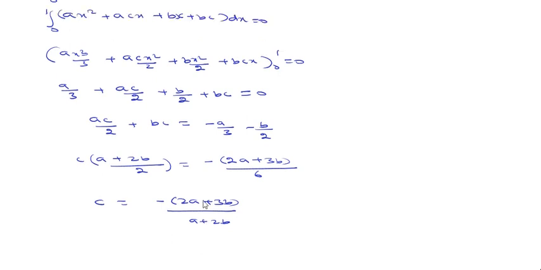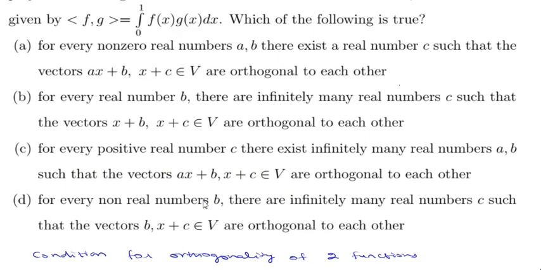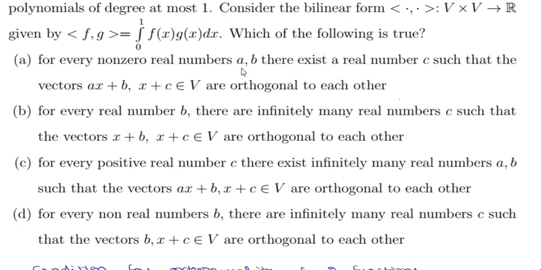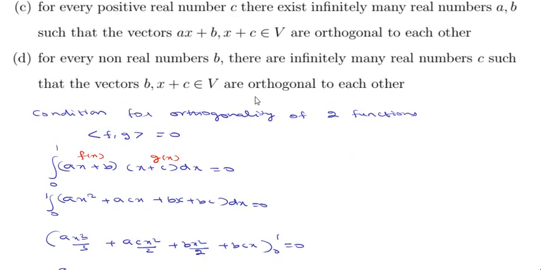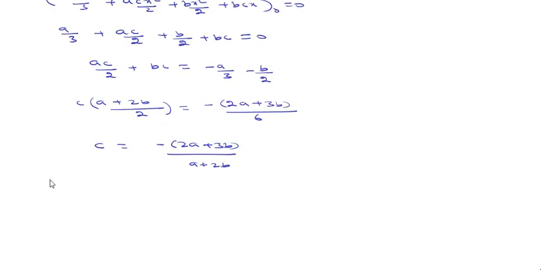Now we will see the option once again. Option A says that for every non-zero real number a, b, there exists a real number c such that these two vectors are orthogonal to each other. Now suppose we choose a equal to minus 1 and b equal to 1 by 2, so you will get 0 in the denominator. For these values of a and b, there doesn't exist c such that these two functions are orthogonal to each other.